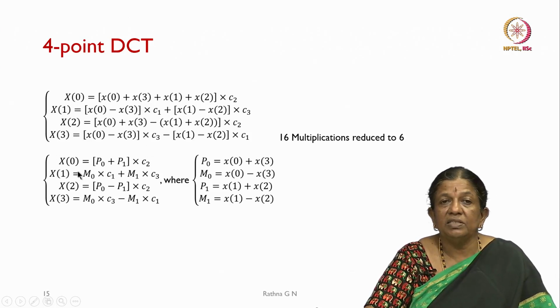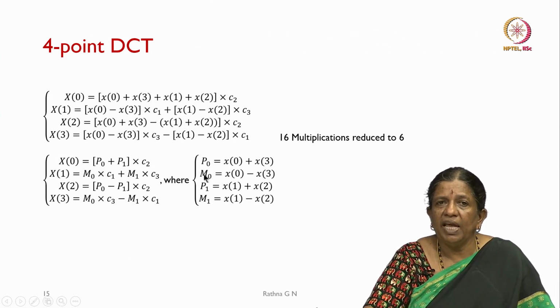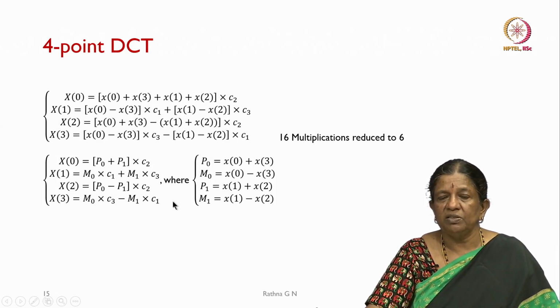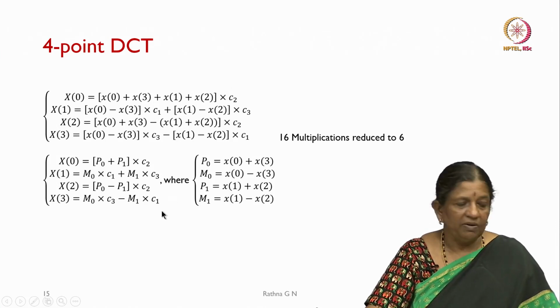We call it as x of 0 is given by P0 plus P1 into C2. So, P0 is going to be x0 plus x3, and then M0, because we are calculating the negative part of it, is x0 minus x3, and P1 will be x of 1 plus x of 2 and M1 is represented as x of 1 minus x of 2. Then we will be reordering thus. So, we will be seeing x of 0 is given by this equation, x of 1, x of 2, x of 3 in terms of P0, M0, P1 and M1 is given by this equation.